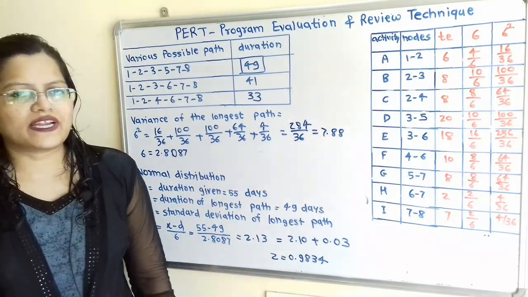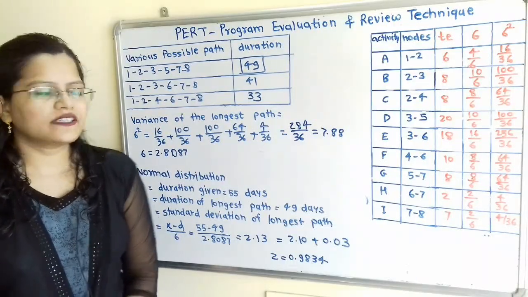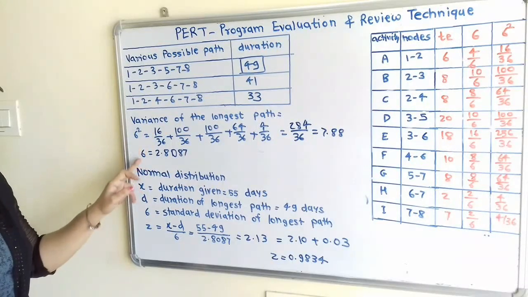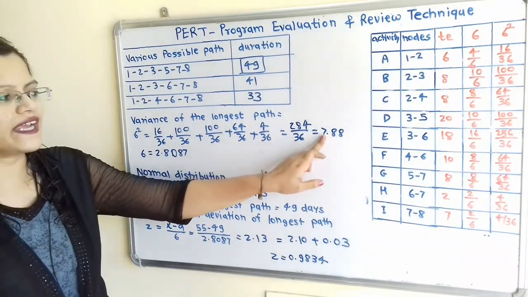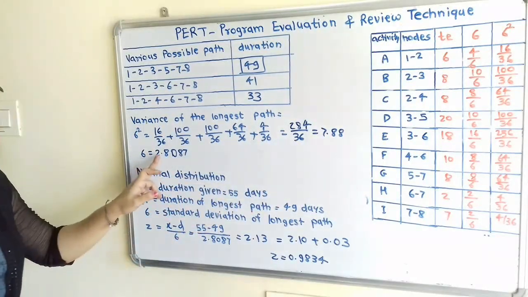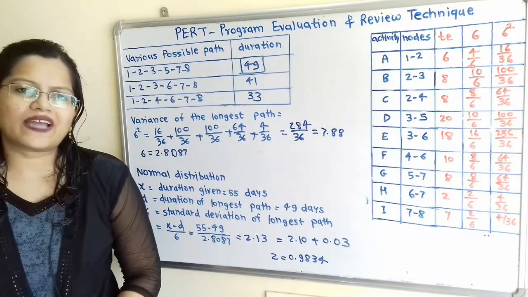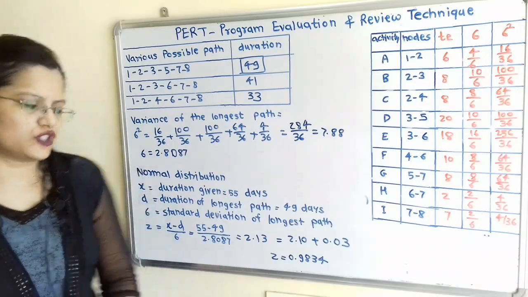Now we will calculate the standard deviation of the longest path. That is the square root of sigma square, so sigma is equal to the square root of 7.88, which is equal to 2.8087. Now we will move to calculate the normal distribution.